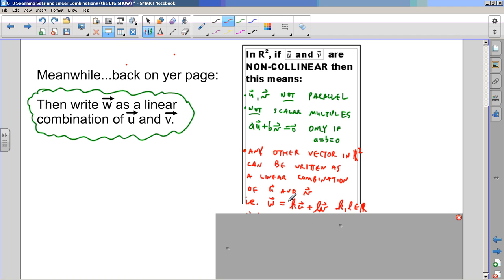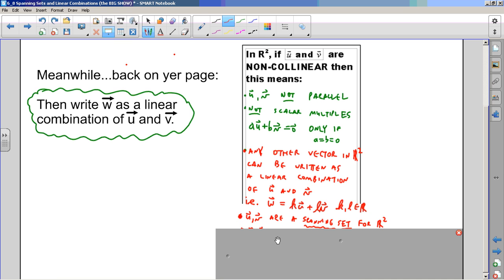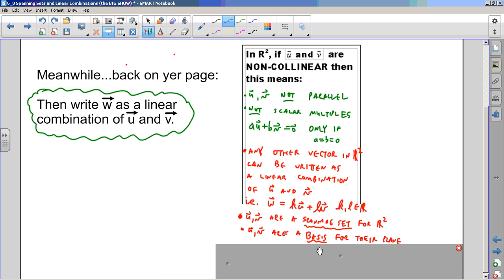And so now back on my note, I've found my values of K and L so that a linear combination of this is any old vector in the plane. Notice my ability to do this means that U and V are a spanning set for R2. That means any old vector in the plane can be written as a linear combination of those two. So that means U and V are a spanning set. Another way to say this is U and V are a basis for their plane. The idea is the information stored in vector U and vector V are enough to give me any vector in their plane, which is pretty cool.